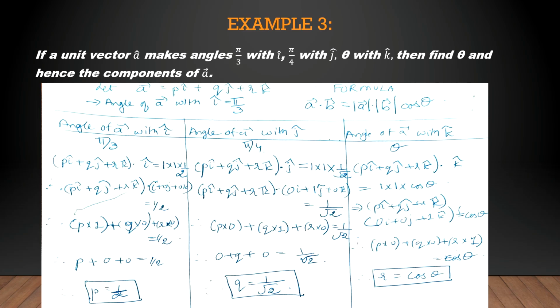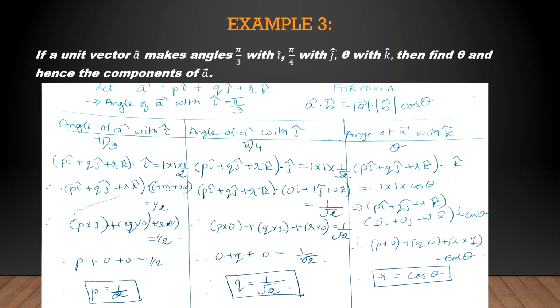So when you multiply it, what will you get over here? And what will be the right hand side? The right hand side will be the magnitude of A into magnitude of B into cos theta by the formula. So magnitude of A obviously is 1. Magnitude of B is 1. And cos theta, the angle is pi by 3. So cos pi by 3 is half.